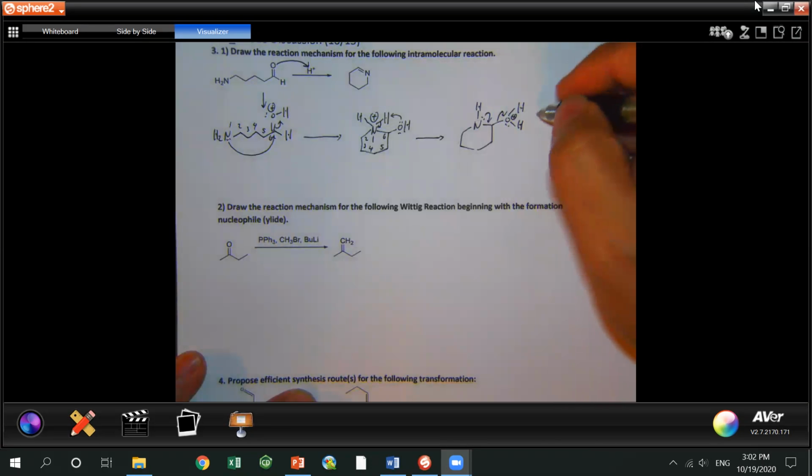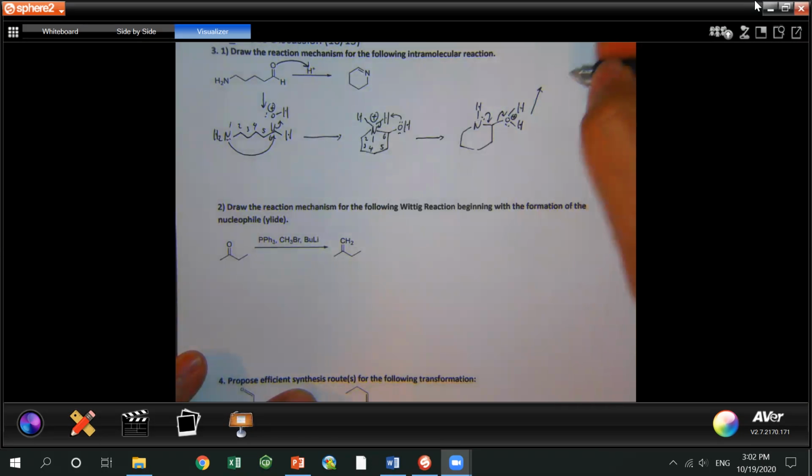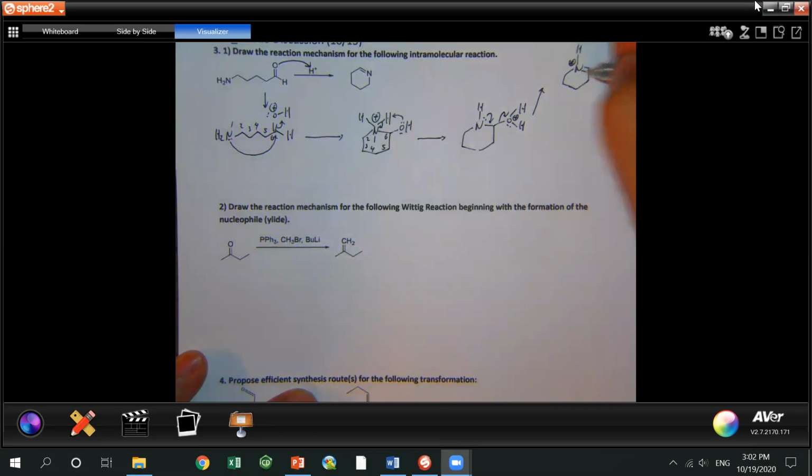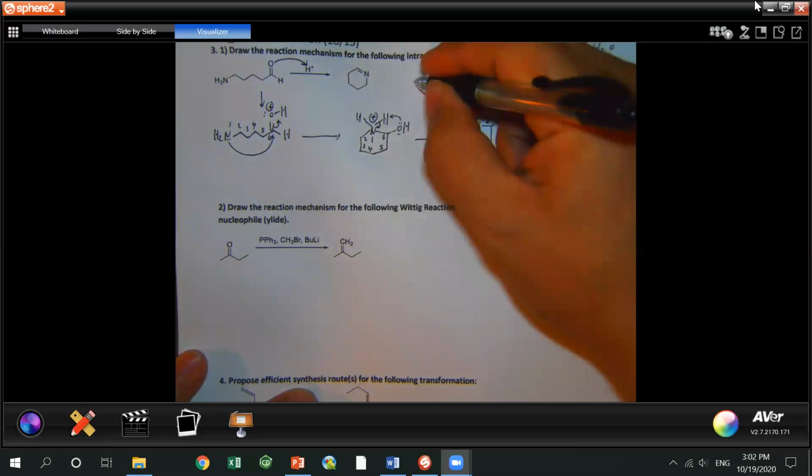Keep in mind, we're not done yet. You have to do one more step: remove the nitrogen hydrogen. There's 1 extra hydrogen here, and you need to remove this one. This one is pretty easy: another water comes in, picks up this hydrogen and then gives it back, and that gives you the final product.